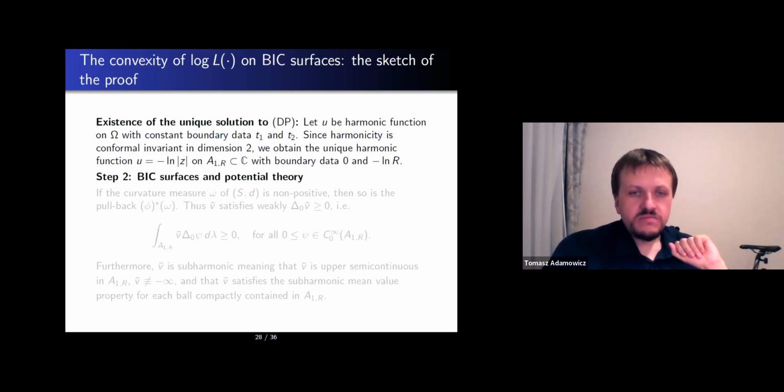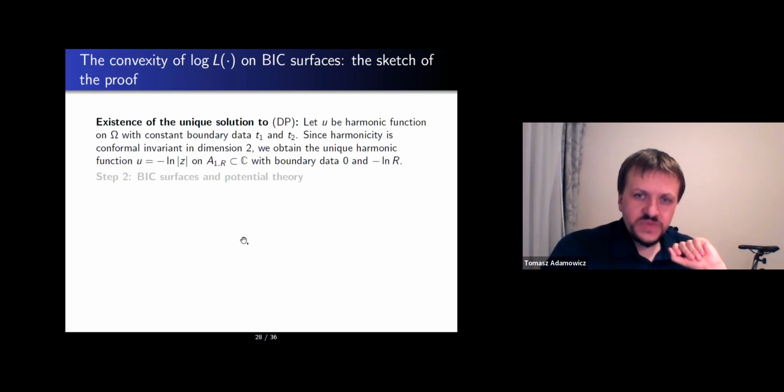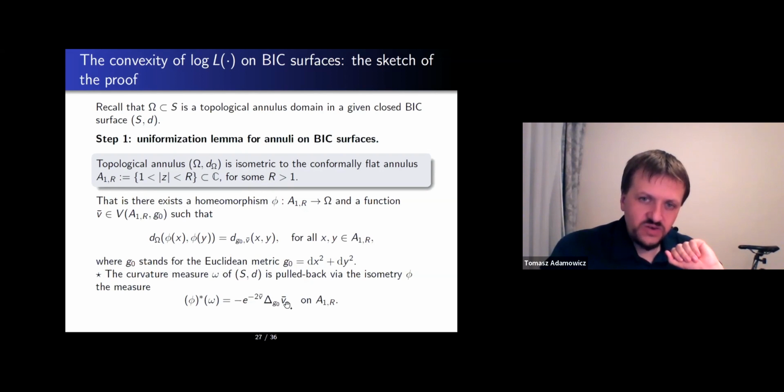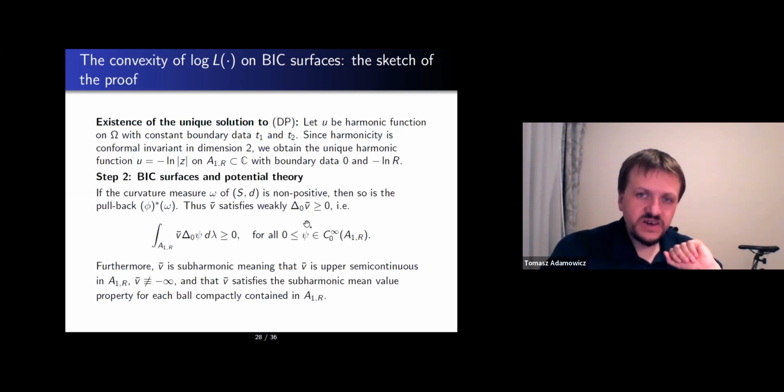And moreover, we may relate the curvature measure to potential theory by the following observation. Since by assumption the curvature measure is non-positive, then so is the pullback. So the Laplacian of V bar with respect to Euclidean distance is non-negative. And so V bar satisfies in a weak sense the following inequality, which means exactly this type of inequality for any non-negative test function ψ.